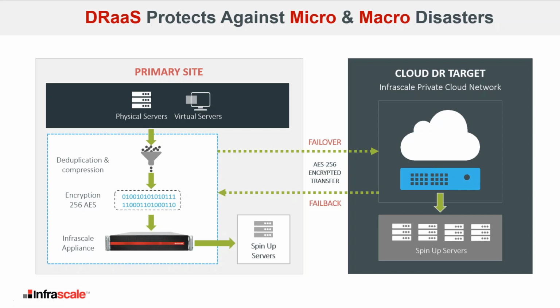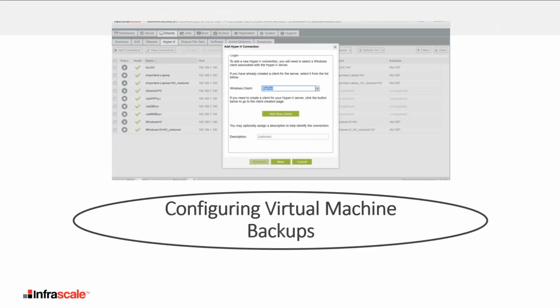Now, because we've got all that availability here, we can hook that appliance up to one in the cloud. So it's going to replicate only the jobs that you want to have replicated over. And then we would give you that same functionality to spin those machines up in the cloud. Now first, let's go ahead and take a look at how easy it is to configure virtual machine backups.